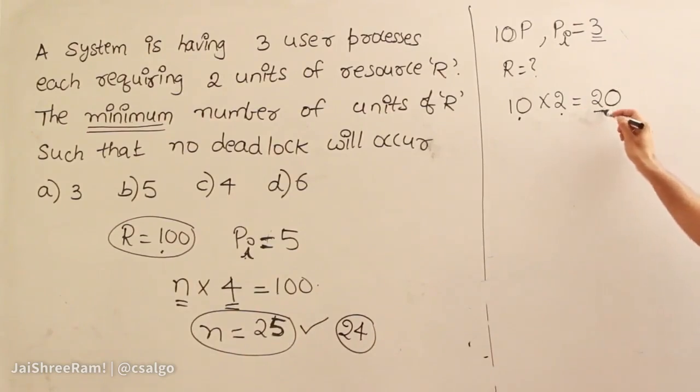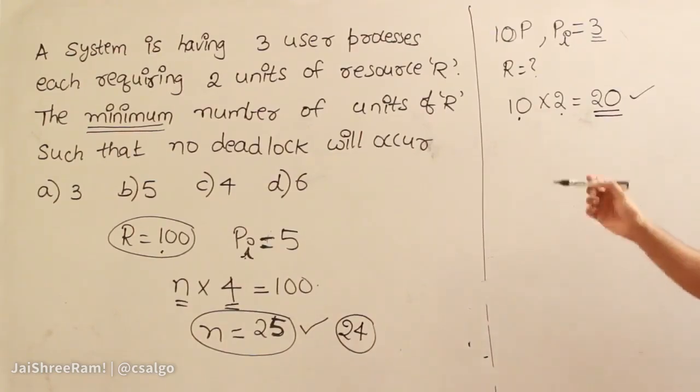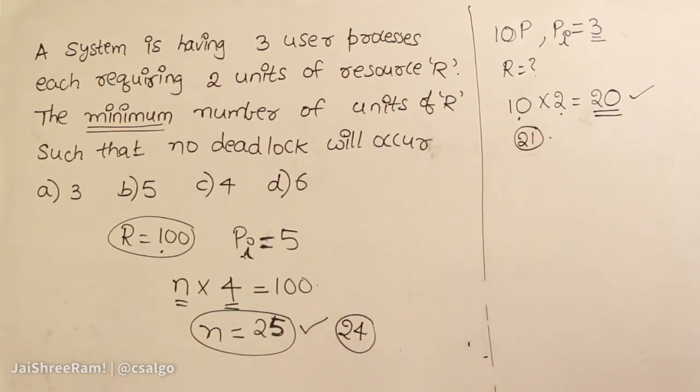Therefore, the maximum number of processes which will still lead to deadlock is 20. Then if I give them one more resource, there will be no deadlock, right? Therefore, the minimum number of processes for which there will be no deadlock is 21. Okay, so I don't know whether you understood it or not.